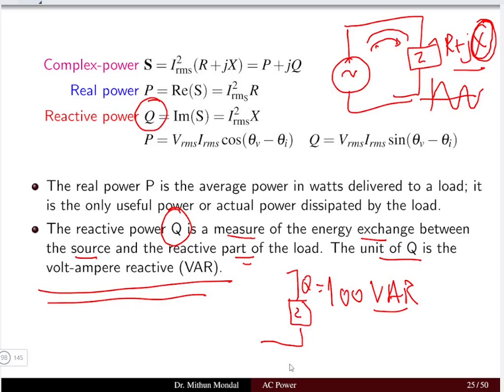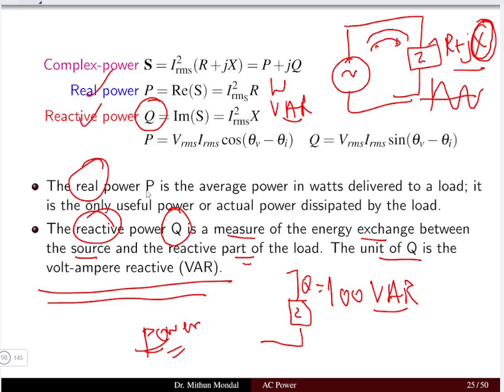Sometimes in the problem, the term power is only used. We do not use the term real or reactive sometimes. Why? Because we can see the unit, that is in watt or volt-ampere reactive. By seeing the unit, we have to decide whether the power is the real power or the reactive power. If it is said 50 watt, it means it is the real power. If it is said 50 volt-ampere reactive, then it is the reactive power. So we do not always use the terms real and reactive. We use the term power only.